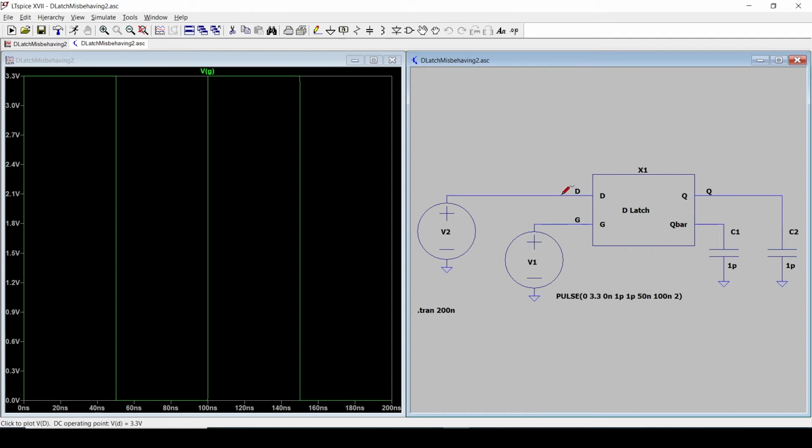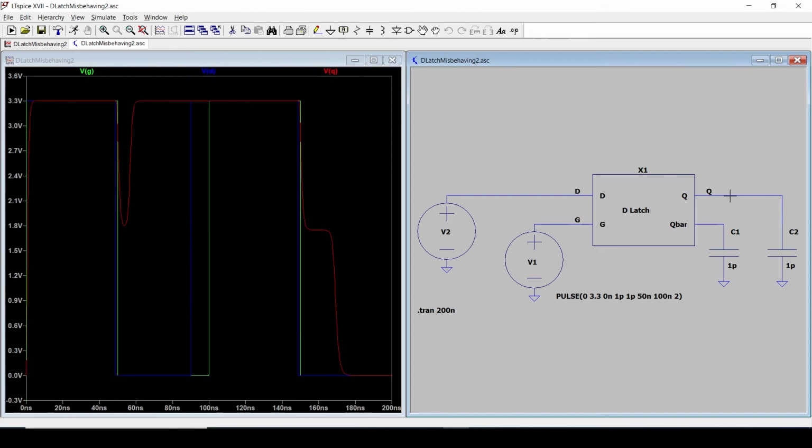The data pin here looks like this, and notice that here and here we have the data pin changing very close to a changing gate, and that's often a recipe for getting metastability when the gate is turning off, going from a 1 to a 0, and we'll see that presently. The output Q here looks like this, and right here we have metastability. Let's zoom in and talk about this in more detail.